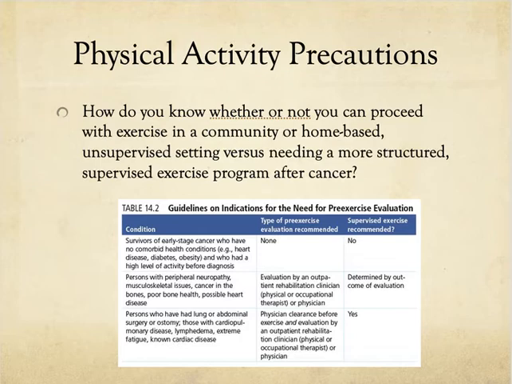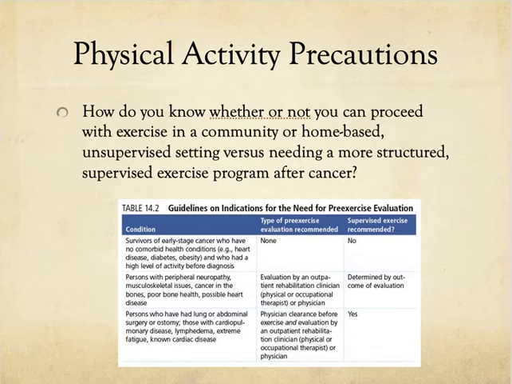So, how do you know whether you can proceed with exercise in a community or home-based, unsupervised setting versus needing a more structured, supervised exercise program after cancer? First, it is recommended that if it is desired to have a supervised program, then go find one. Second, if an individual is going to do low-intensity activities such as walking, it is likely they can proceed without supervision or evaluation.